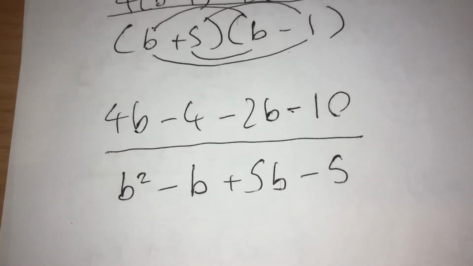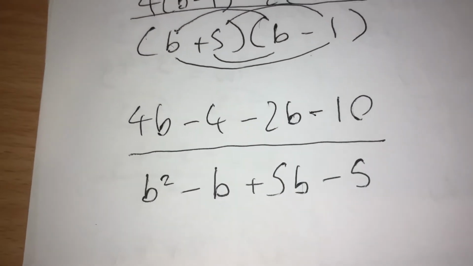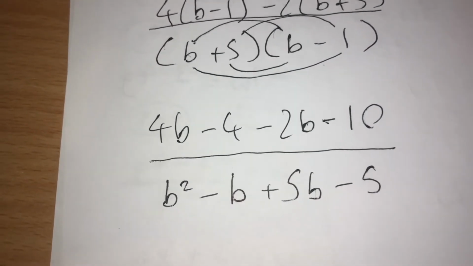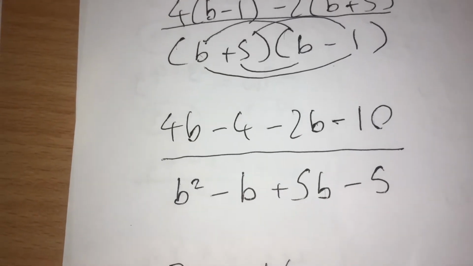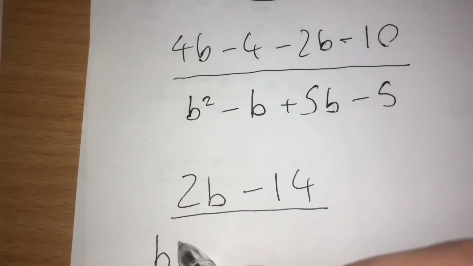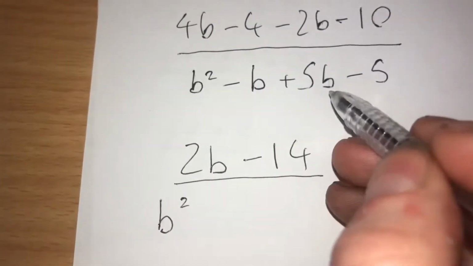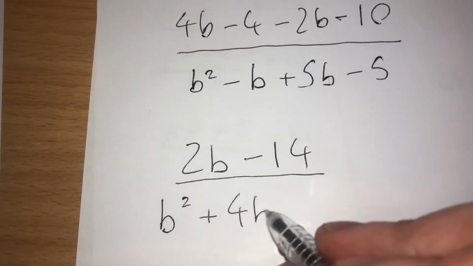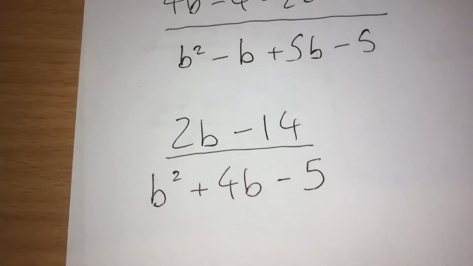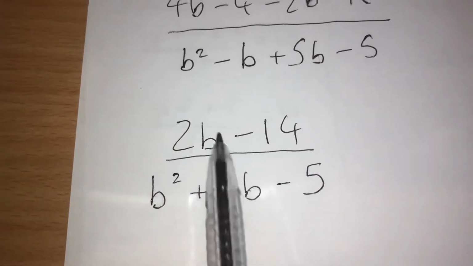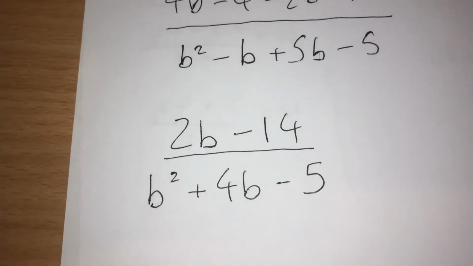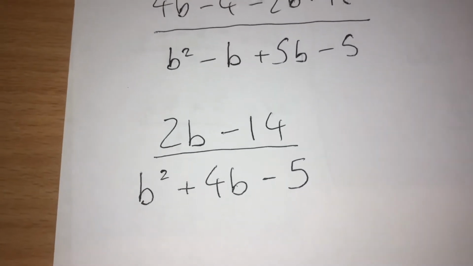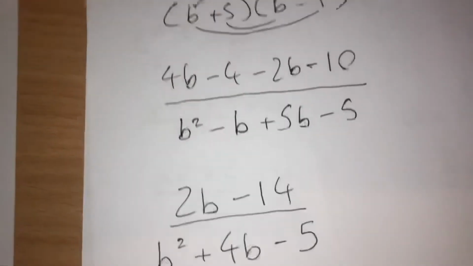Then collect our like terms together, top and bottom. So 4b take away 2b is 2b. Minus 4 take away 10 is minus 14. Okay. And then on the bottom line here, well, we can't simplify b squared. So on its own, we've got minus b plus 5b, that's minus 1 plus 5, which is positive 4b, minus 5. And there's nothing further we can do to simplify this. We can't take a factor of b out because the 14 and the 5 don't share b. There's no shared numerical factor of each of the terms. So that is that fraction simplified. We'll do one more example.